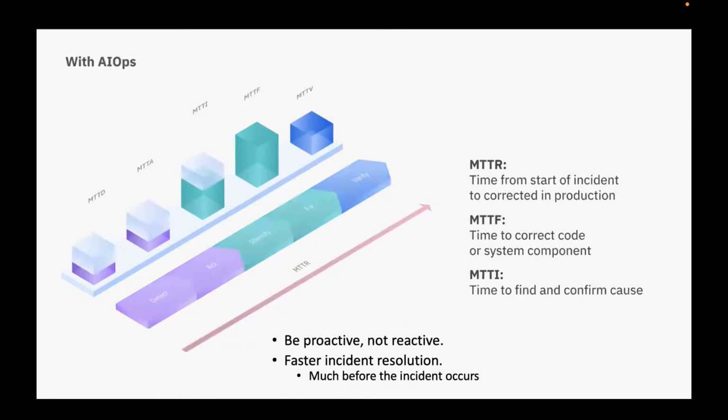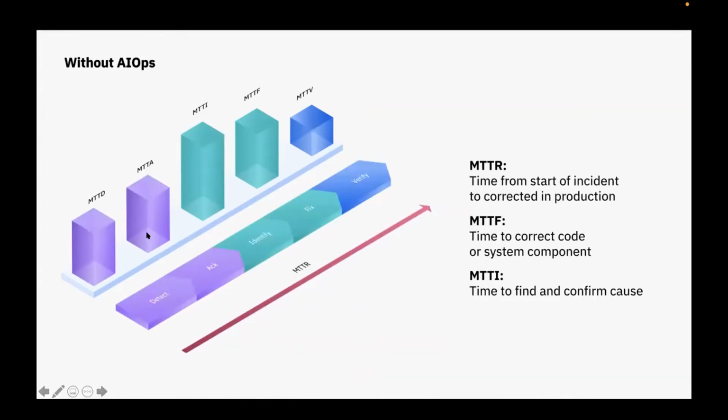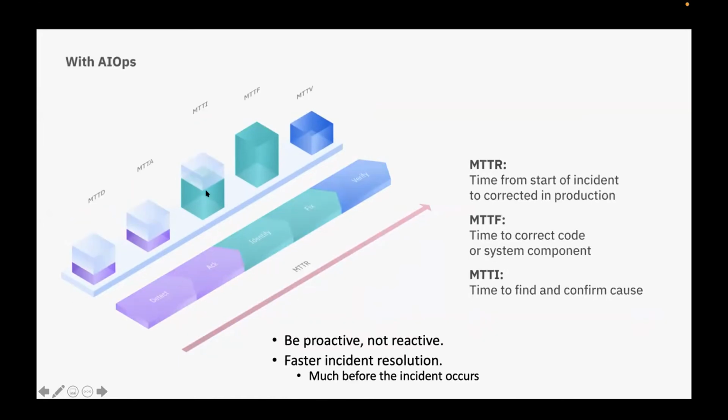But with AIOps, things become a little faster, right? So if you see here, the time taken to detect, the time taken to acknowledge and the time taken to identify drastically decreases, right? And that's how this time is saved, because things are not happening at human speed, but at computer speed. And here it's more productive, right? You are not taking action after the issues happen; it's a little faster and much before the actual incident has occurred. So I'll explain how it happens.